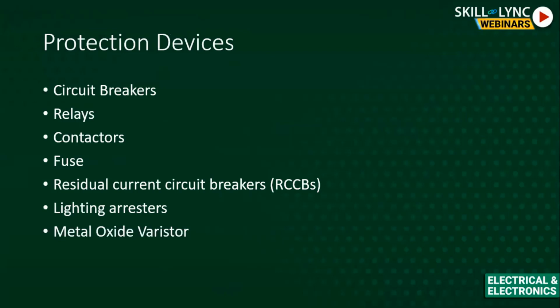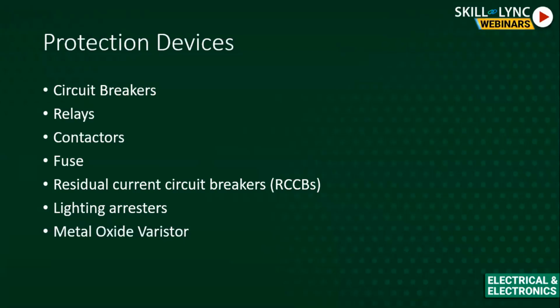Contactor as such doesn't have a protection feature, but in conjunction with relays, these devices are used for protection as well. The next is a fuse, and the residual current circuit breakers. These are specifically used for detecting leakage in the system. So if we have power in our household, many times we feel there is a current in some equipment that we touch. So these current levels are very low.